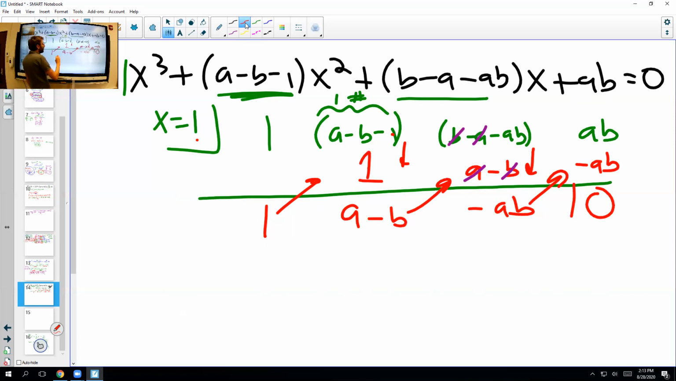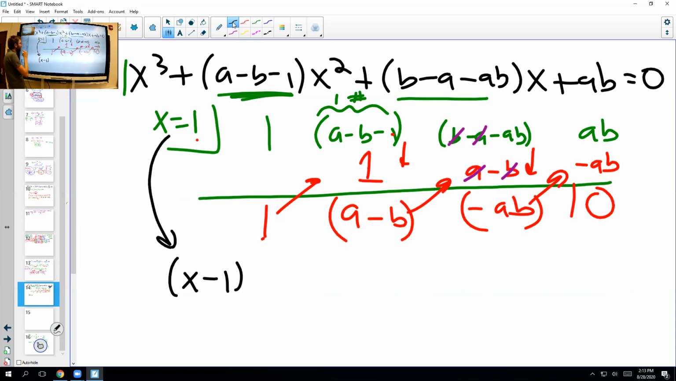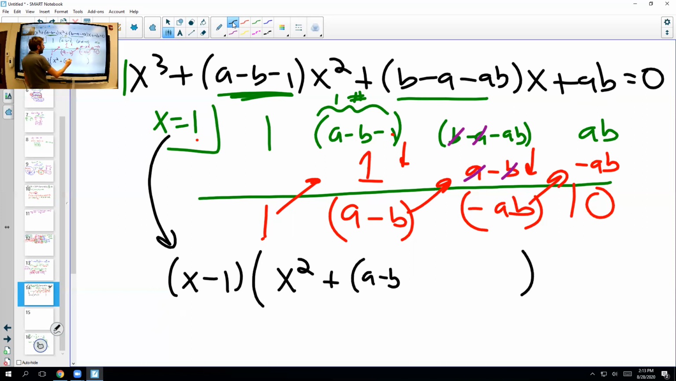Okay, so here is the result of my synthetic division. I have a 1, an A minus B, and a negative AB. Those are my 3 numbers. So that turns into, as we factor this, well, we have the x minus 1 term from right here. This x equals 1 turns into an x minus 1. And then I'm left with these 3 coefficients. So again, these are coefficients. The 1 is an x squared. This is an A minus B times x. So I'm thinking of this again as one number, minus AB. Okay, great.